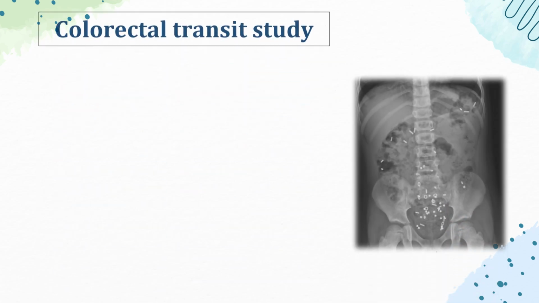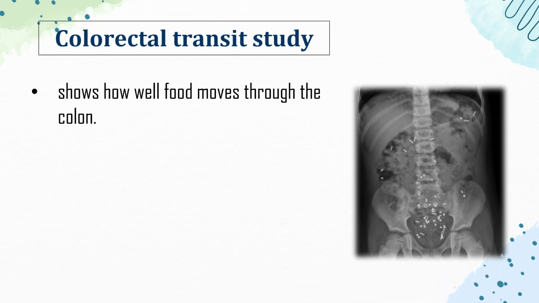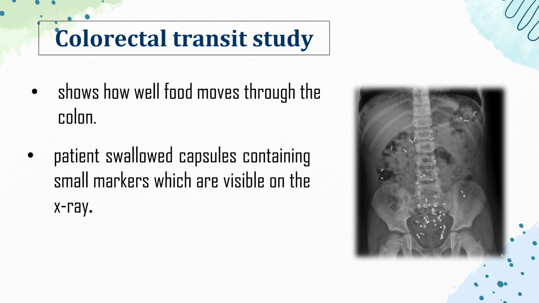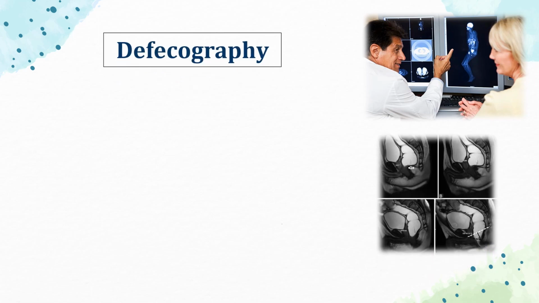Moving on to colorectal transit study. This test shows how well food moves through the colon. The patient swallows capsules containing small markers which are visible on the X-ray. The patient follows a high-fiber diet during the course of the test, and the movement of the markers through the colon is monitored with abdominal X-ray. This colorectal transit study is used to gain a better understanding of how well your large intestine is functioning in terms of moving stool along. And the last is the defecography.